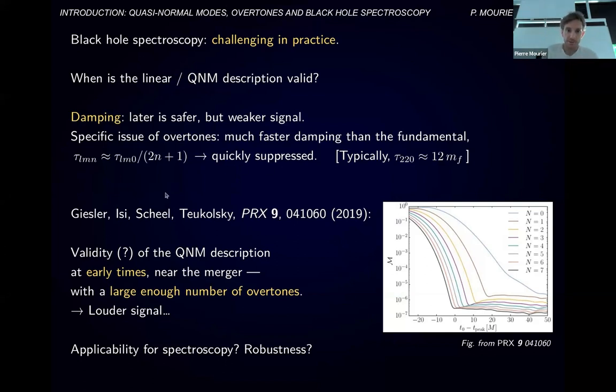It's in this respect that there was some interesting debate around this paper by Giesler et al. from a few years ago, suggesting that using a large enough number of overtones, you can model already from early times near the merger, so for a louder signal, the entire ringdown just with quasinormal modes. So we were especially interested in discussing further if such a thing really could be useful enough to be applicable for spectroscopy and if it really was a robust claim.